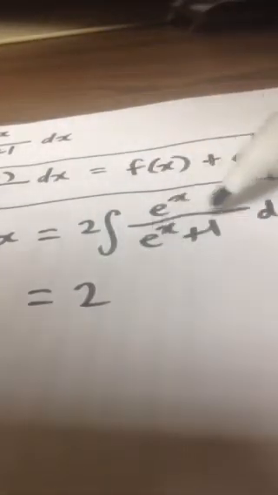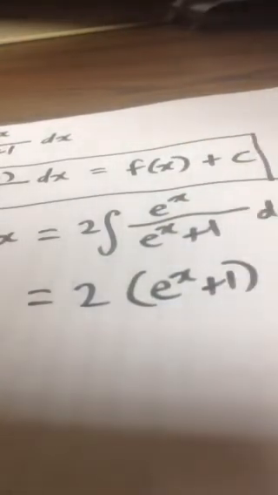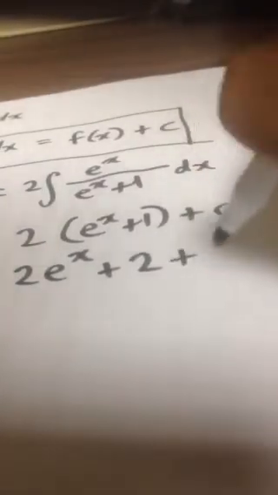So this will simply integrate as 2. Remember, our f of x in this case is e to the x plus 1. So it's 2 times e to the x plus 1 plus our constant of integration. We can leave it like that, or if we want to expand the brackets, we get 2e to the x plus 2 plus our constant of integration.